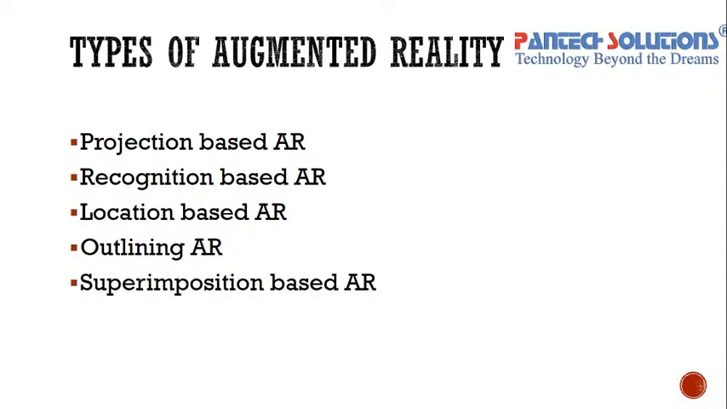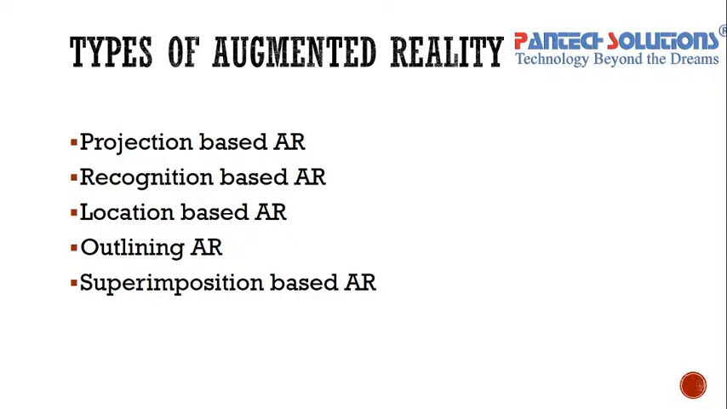Okay. So based on these different types of augmented reality, there are projection based, recognition based, location based, outlining, and superimposition based AR. Projection based AR completely depends upon the structure or the targets, which may come in different kinds of shapes, and from that shape only we will be able to analyze the systems in the form of projections.